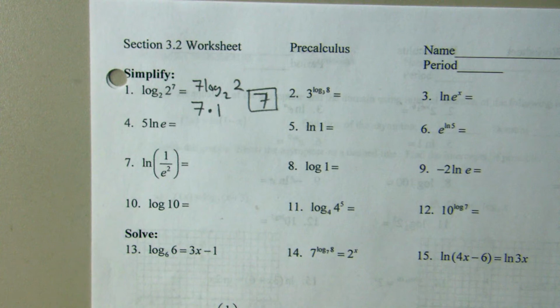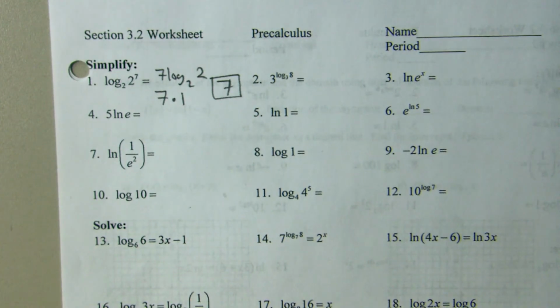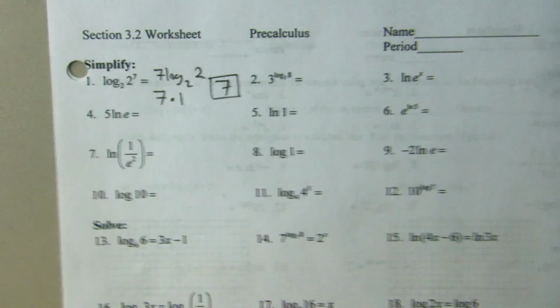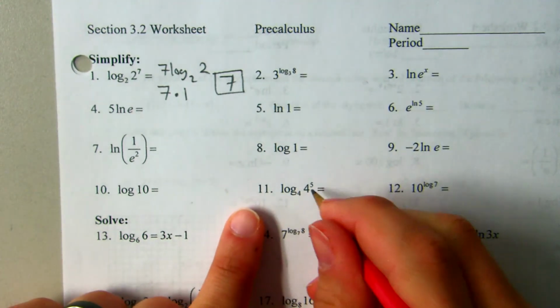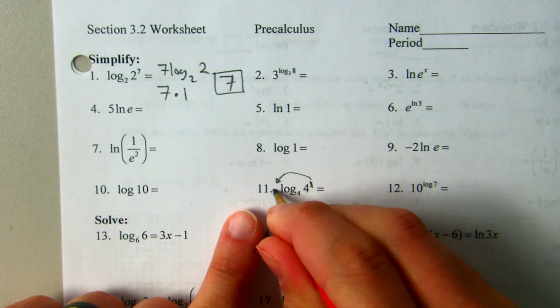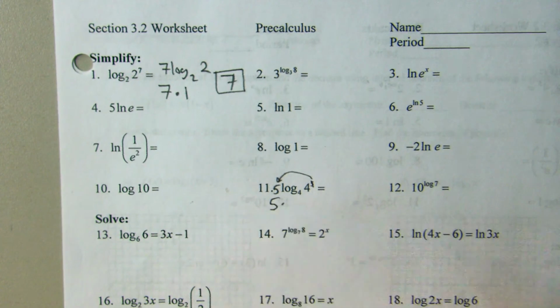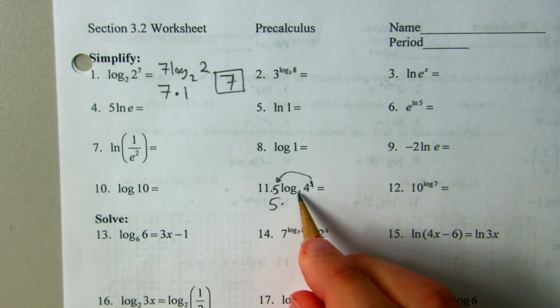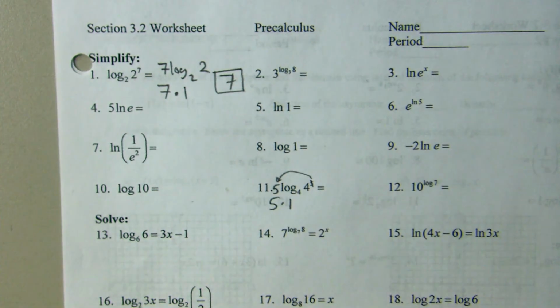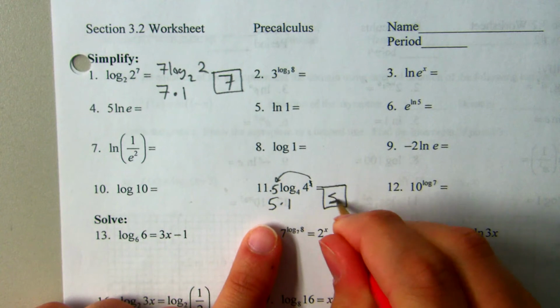Okay, questions 1 through 12. What's another question where it looks like you could use that same power rule to start the question? Okay, I agree. 11. 5 is an exponent on something you're taking the log of. So maybe not 100% of the time, but most of the time you want to bring that down and make it not be an exponent. So we got 5 times log base 4 of 4, and log base 4 of 4 should be 1. It's 4 to the first that gives you 4. So you get 5 times 1, which is why all of that should equal 5.